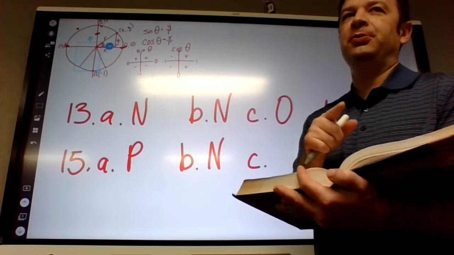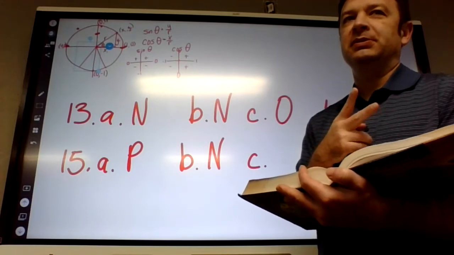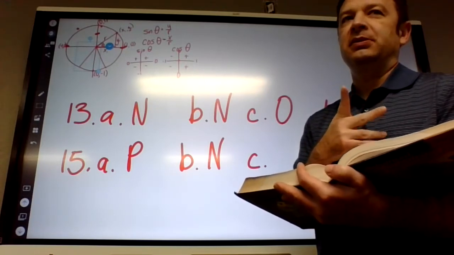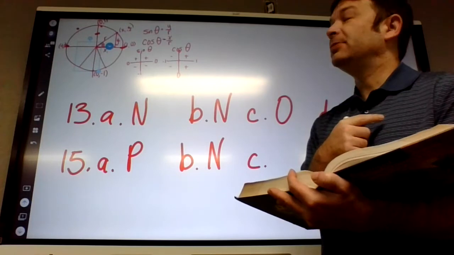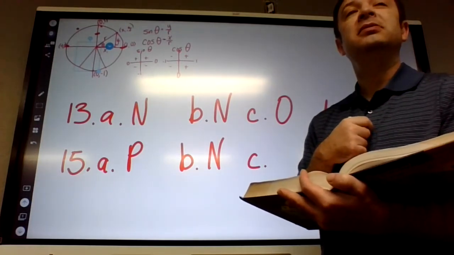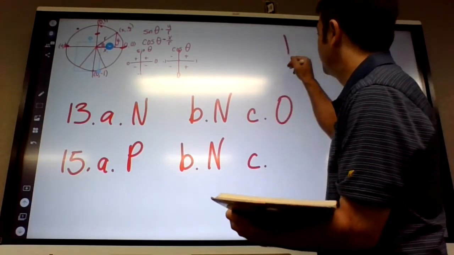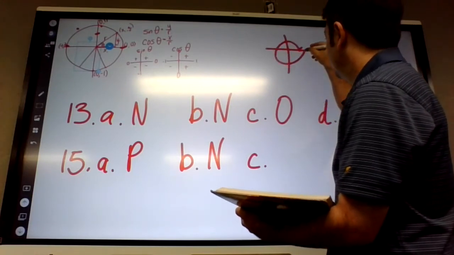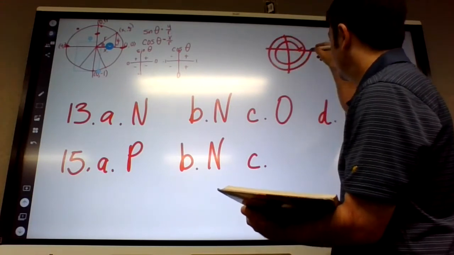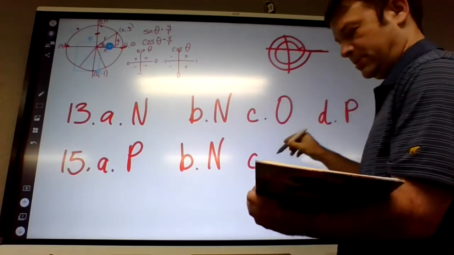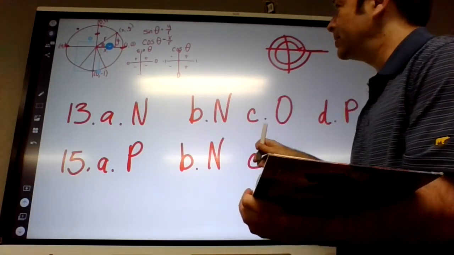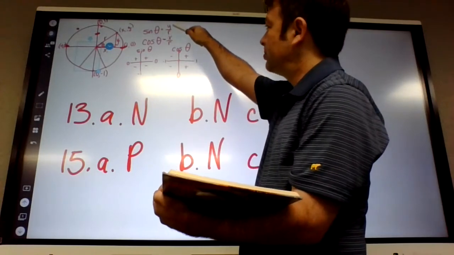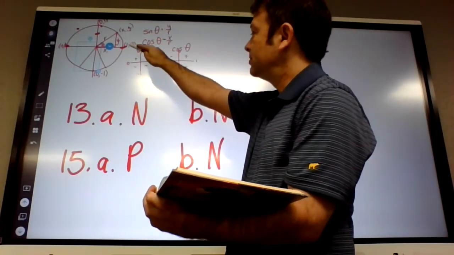720 is 2 360s. So do you know where it would be? Is it from the first quadrant? No. On the line? Yes. Okay. 360, 720. So it's right on that line. And we were talking about sine. So what's the y value? 0.